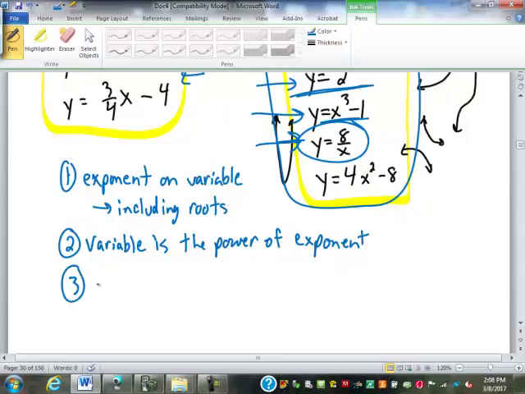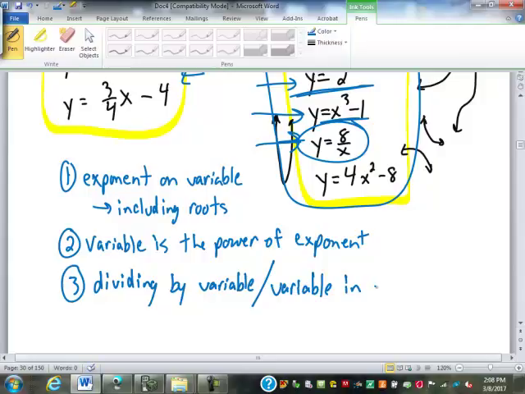In that one, we are dividing by the variable. Or another way to look at it is the variable is in the denominator of the fraction. And then this last one, it's x squared. So again, that's the same as the first. There's a power on the variable.